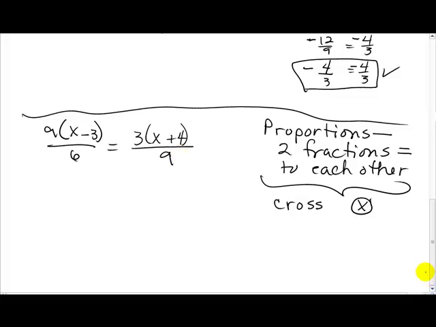Alright, so let's get this written down. At the top we've got 9 times x minus 3 over 6, 3 times x plus 4 over 9. We have two fractions equal to each other. We could even have the case where we have one fraction equal to, we could get rid of this. And we would still do the same process.